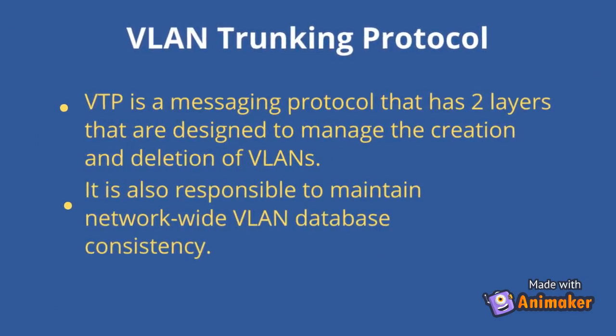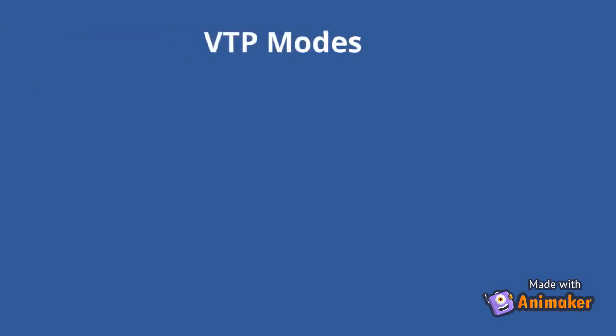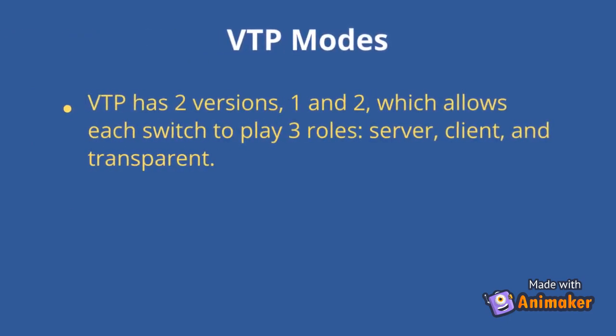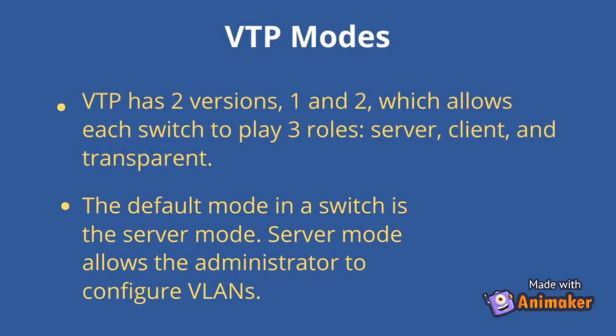What is VTP? VTP is a messaging protocol that has two layers that are designed to manage the creation and deletion of VLANs. It is also responsible for maintaining network-wide VLAN database consistency. VTP mode: VTP has two versions, 1 and 2, which allow each switch to play three roles: server, client, and transparent. The default mode in a switch is server mode.